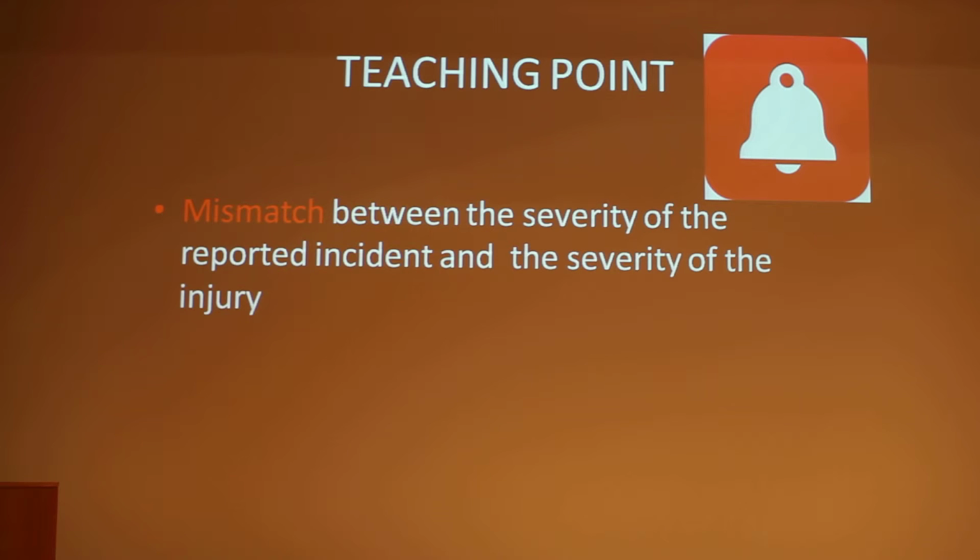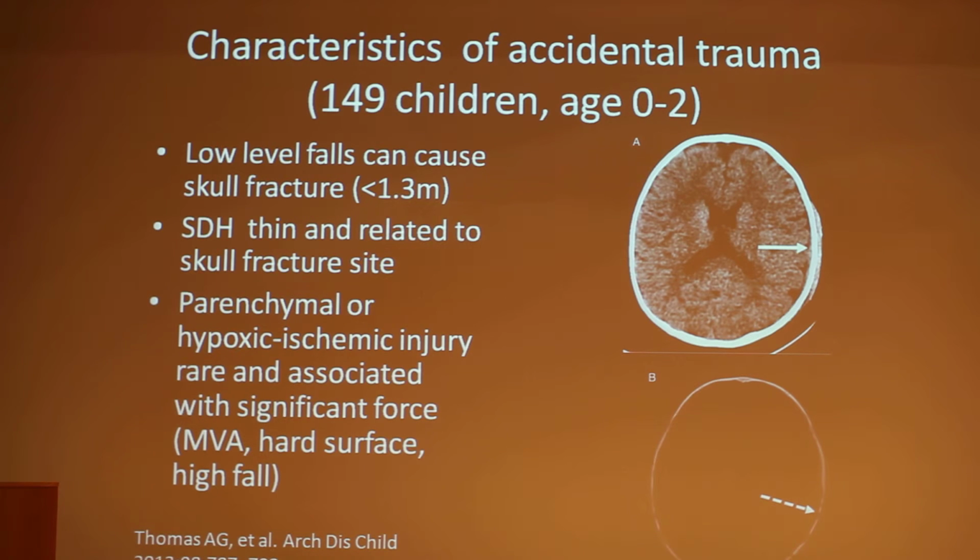Now, a very important teaching point that I've been telling you again and again, but I'll state it clearly. We should be very suspicious of abuse when there is a mismatch between the severity of the reported incident and the severity of the injury. Yes, that's a very important point. Because the usual story is that the child has fallen from a changing table, or from a couch, or from a mother's hand, and that's a low fall injury. It's a meter or something like that.